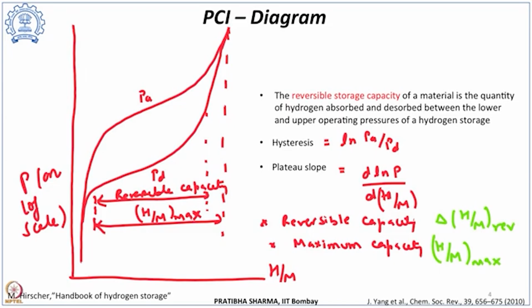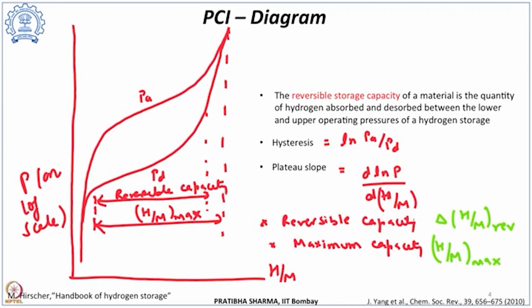PCT diagram. Now, there are two terms which are related to the capacity here. One is the maximum capacity, which we can find out if we consider the absorption curve. So, this is the maximum that it can take. So, this value will give us the maximum storage capacity, so H by M maximum.